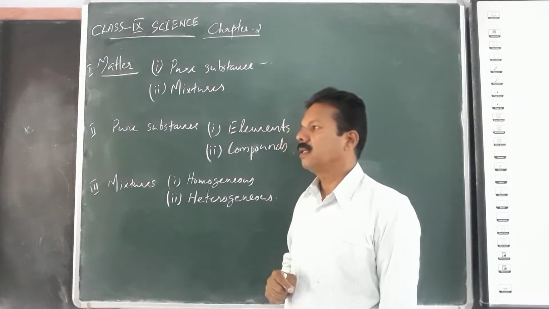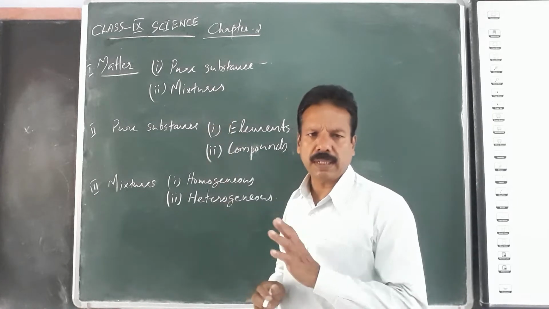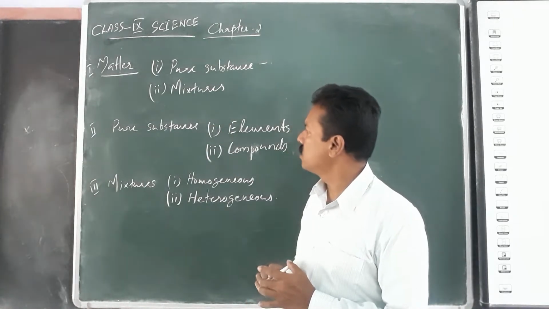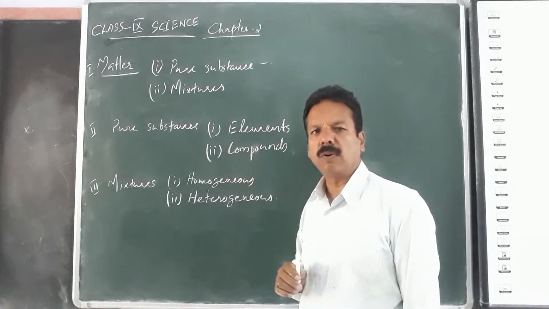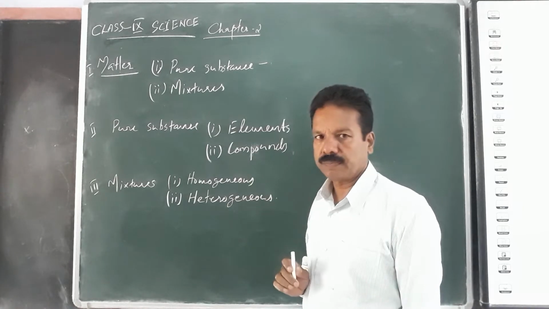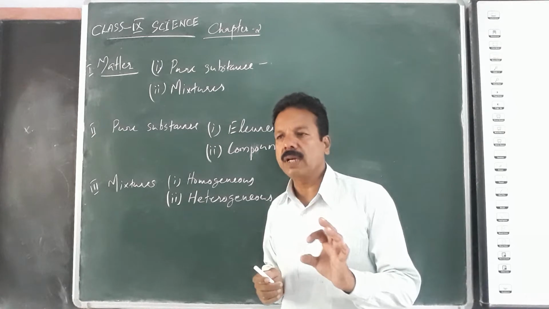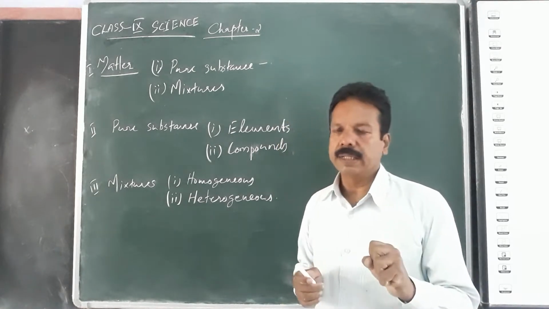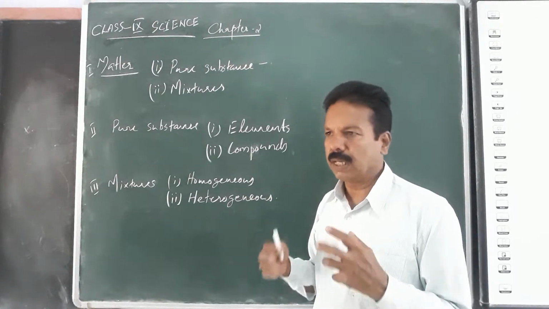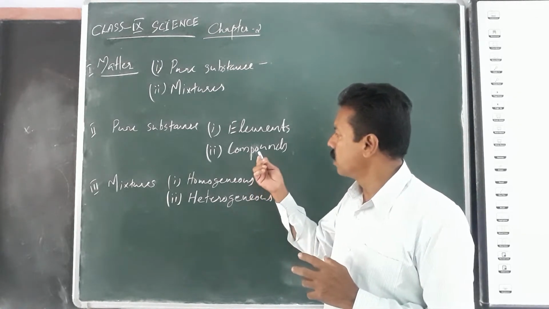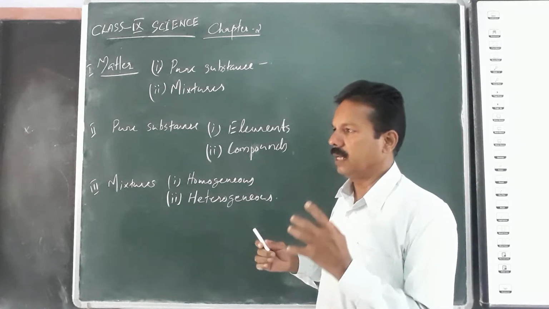A pure substance only contains one type of particles. And pure substances we can divide into elements and compounds. Elements contain only one type of particles; we cannot divide elements again into simpler particles by any chemical methods. And the compounds are composed of elements in a fixed proportion.